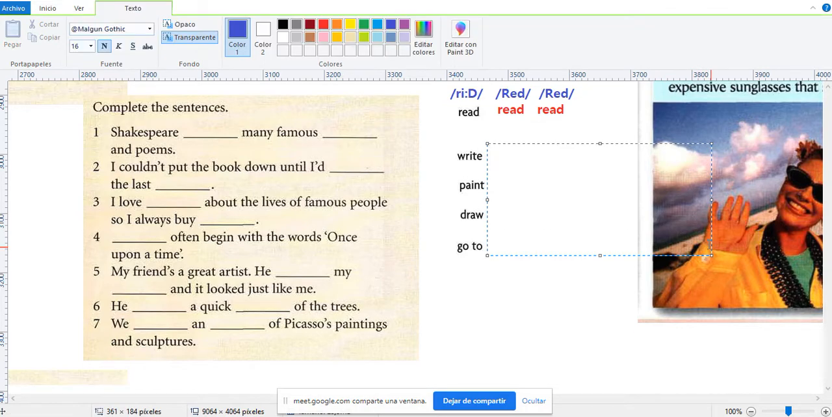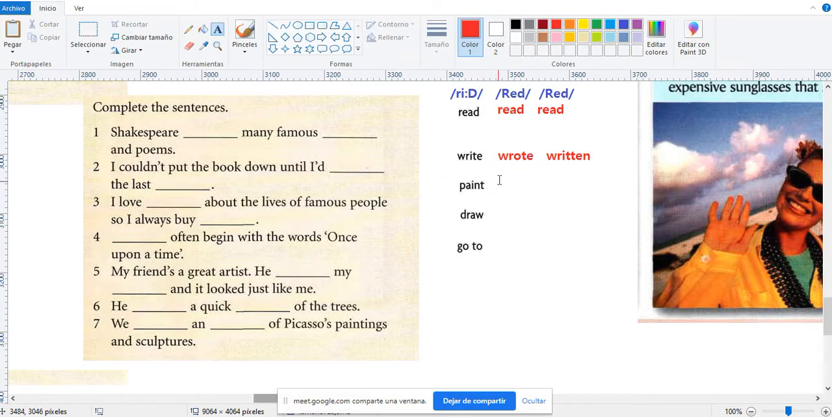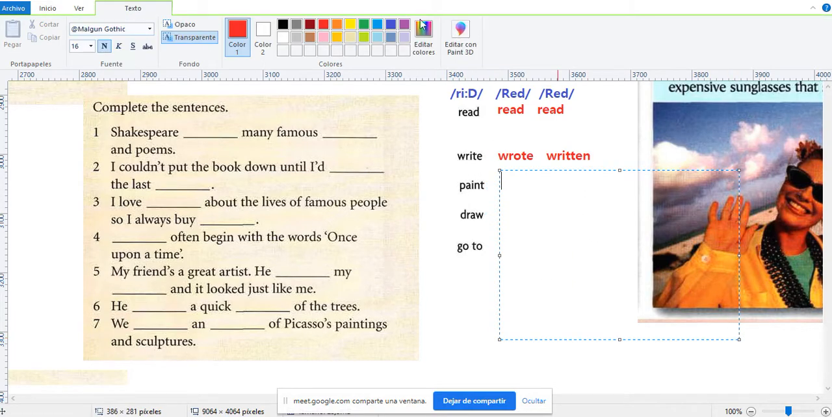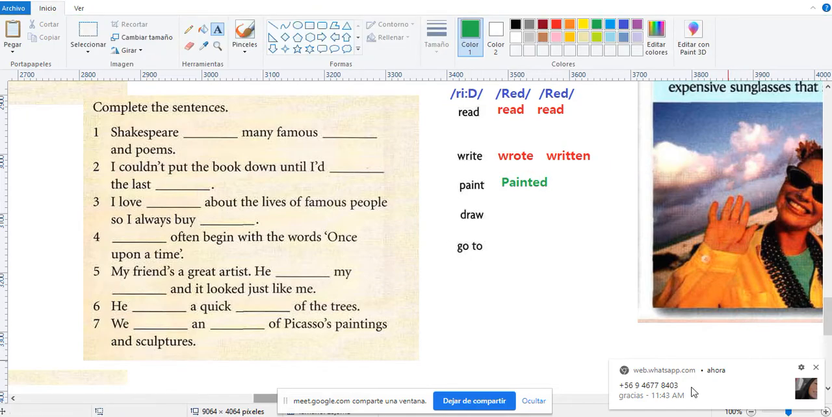Write in past is wrote. You know that. And in past participle it is written, that is escrito with double T, con doble T, okay? Paint, okay, is regular. In past it's just painted. It's very easy, so I'm going to write it in green, painted, okay? Okay, that is very easy.